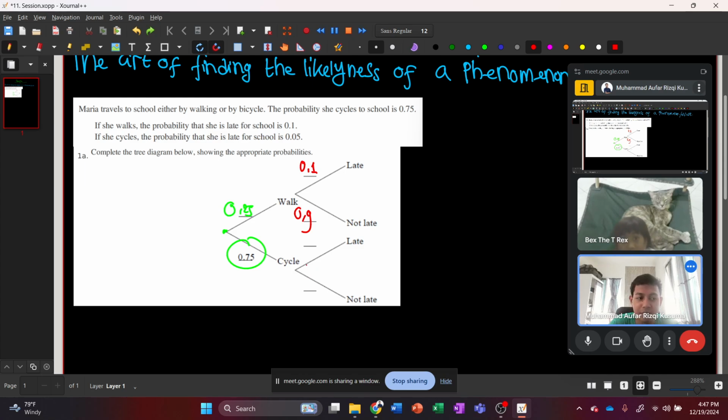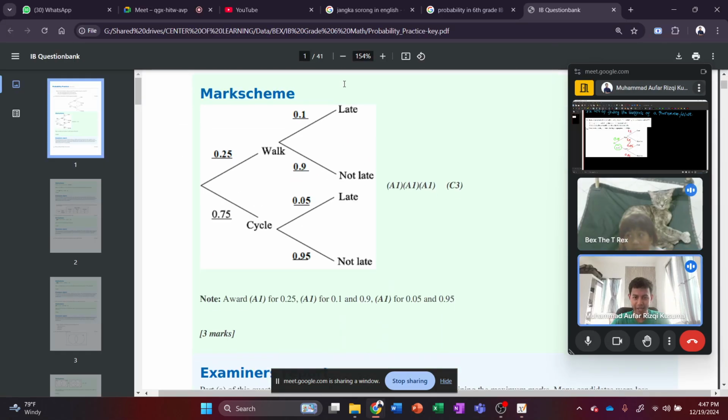The cycle. It's similar, but this time there's a 0.05, half of 0.1. So that means it's 0.95 for not late. And for the late, 0.05. Good. Okay, next question.